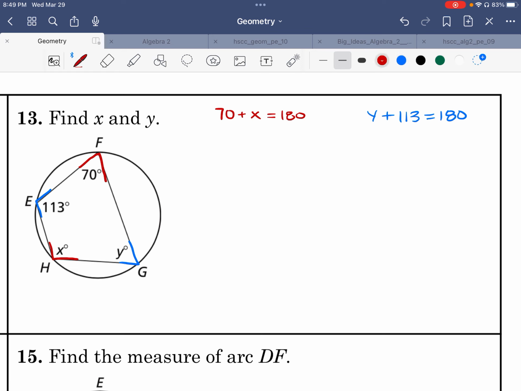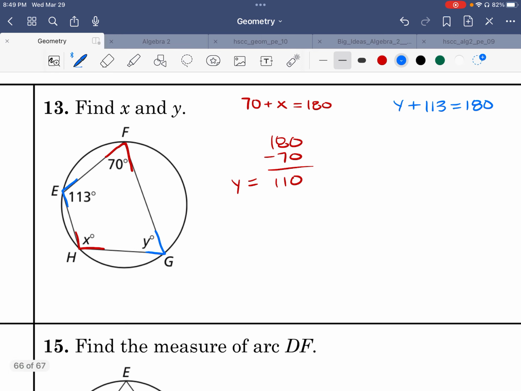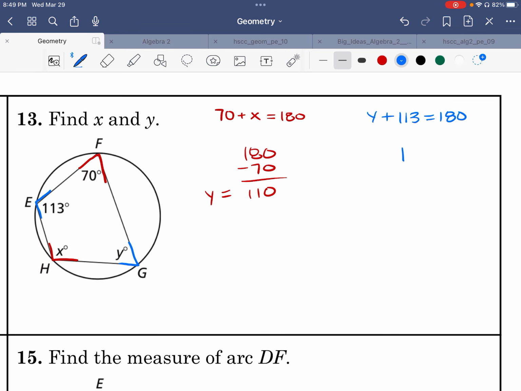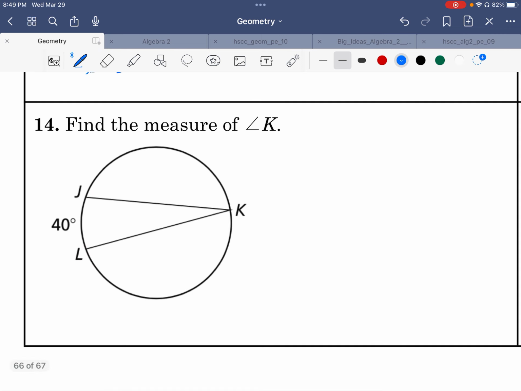Now I know a lot of you just take the 180 and subtract 70 and you get 110. That's totally fine. You can do that. So we know that x is equal to 110. But if you wanted to, you can also use the equation form. And then we're going to do 180, take away the 113. That's going to give us 67. So you can say that y is 67 degrees. And that's question 13. Let's go ahead and take a look at question number 14.